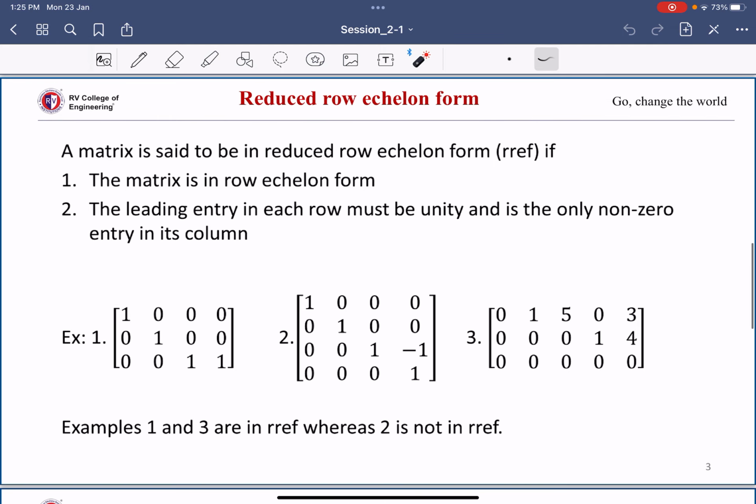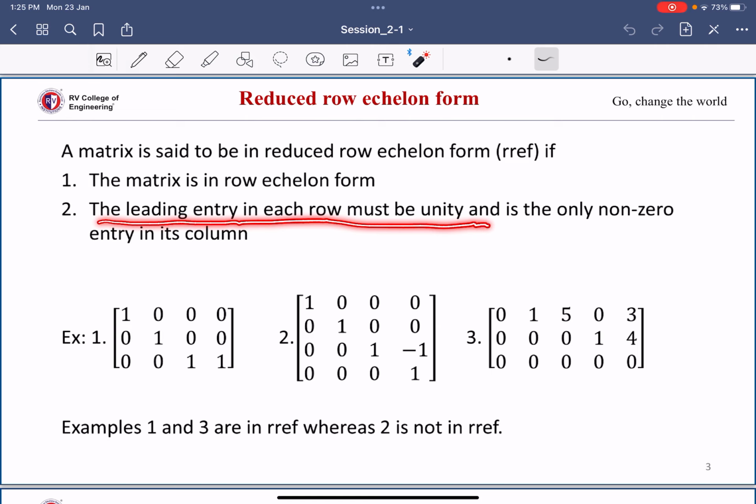Coming to reduced row echelon form. There is a minor difference between reduced row echelon form and echelon form. A matrix is said to be in reduced row echelon form or RREF, RREF stands for reduced row echelon form, if the matrix is in row echelon form and the leading entry, that is the first non-zero entry in each row, must be unity. Unity in the sense 1.